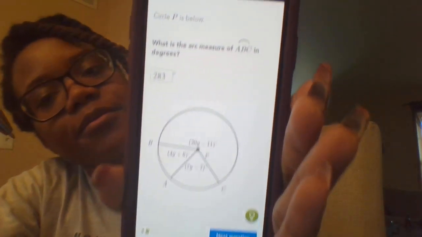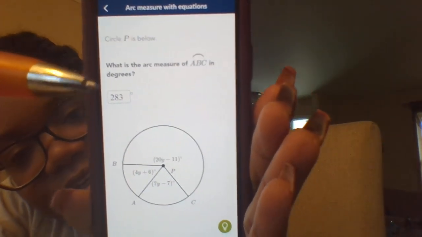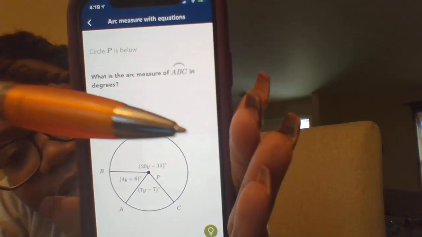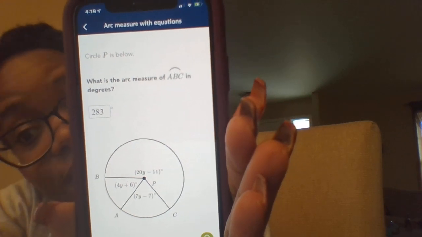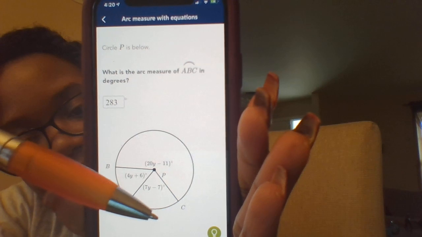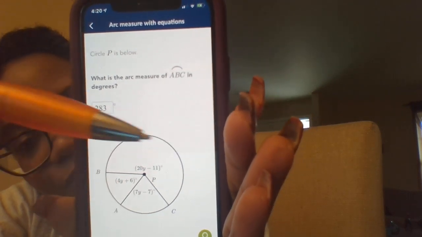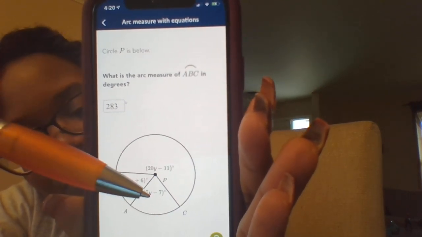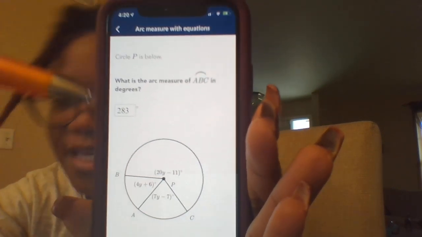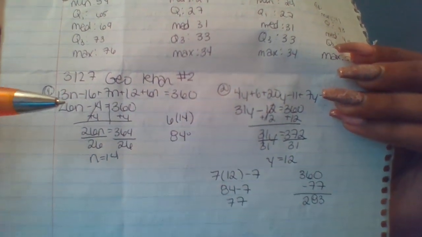In this particular problem, we're given this information and asked to find the measure of arc ABC. As we've done in the other Khan Academy set, it's probably helpful to find just this piece and subtract it from the whole thing, which we know is equal to 360. But first you have to figure out what y is by setting up an equation using these expressions and setting it equal to 360.